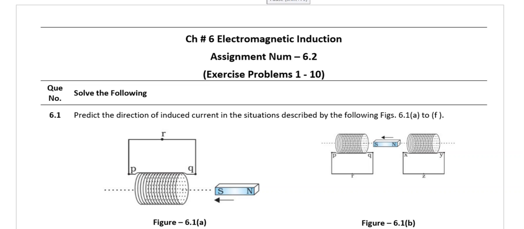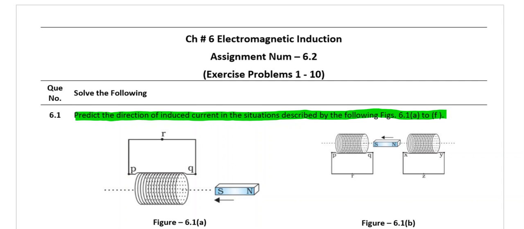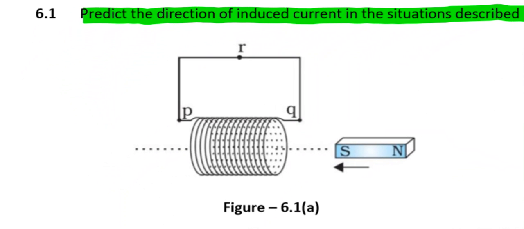Hello students, we are starting assignment 6.2 and in this assignment we have first 10 exercise problems. In this video we'll take up the very first exercise problem of chapter 6. The question is, predict the direction of induced current in the situation described by the following figures. Several figures are given and we are supposed to find out the direction of induced current. So we'll start with this one.